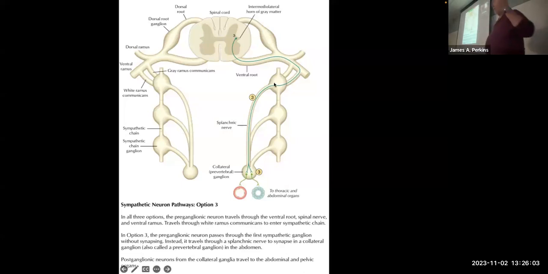They don't synapse immediately in that first ganglion, which would be option 1. They don't travel up or down the sympathetic chain either, which would be option 2. Instead, in this third option, the preganglionic neurons pass right through the sympathetic chain without doing anything and travel through a structure called a splanchnic nerve, which are these little diagonal nerves coming off the front of each sympathetic ganglion. And these splanchnic nerves are going to pass through the diaphragm. Most of them originate up in the thorax. They're going to pass down through the diaphragm to a series of ganglia in the abdomen.